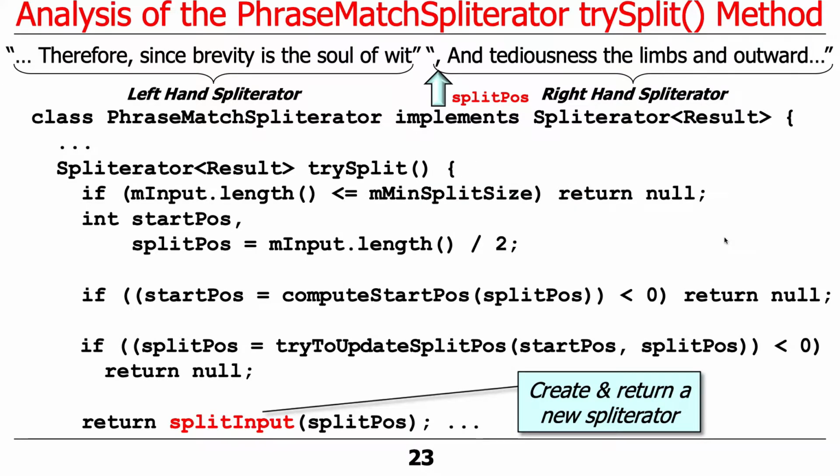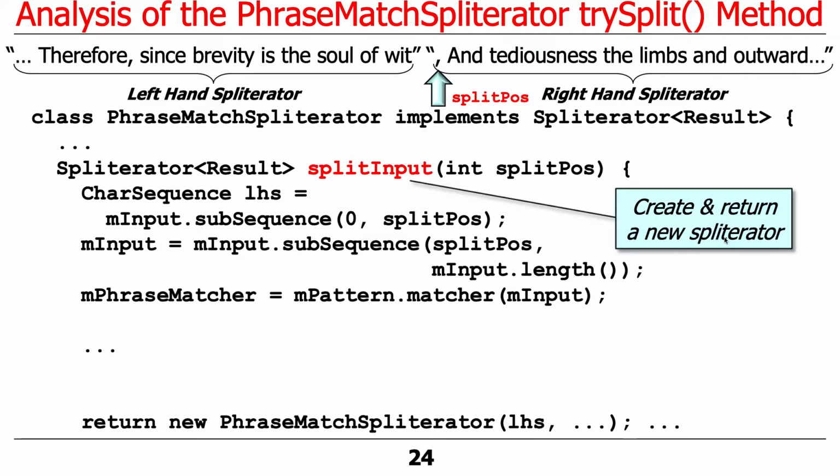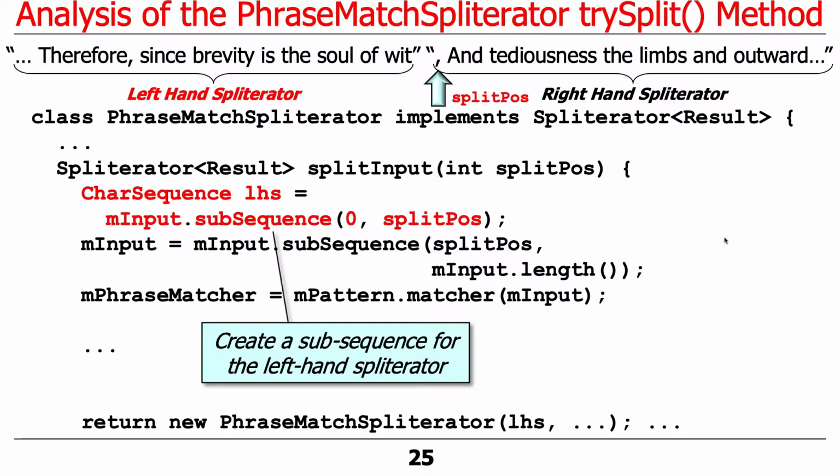Okay, now that we've figured out where the split needs to go, we need to create a new splitterator to handle the left-hand side, and we need to update the right-hand side of the splitterator to only account for the right-hand part, everything from here onwards. Originally, the splitterator covered the whole input region, and now that we figured out the split position, we can make a splitterator for the left-hand part and a splitterator for the right-hand part. So that's what this split input method does.